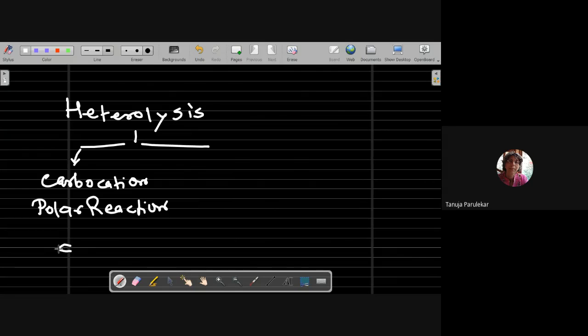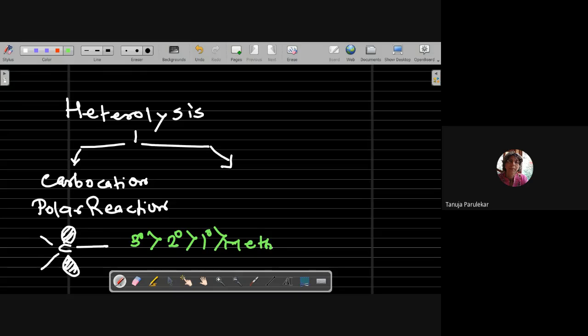Here also the shape is sp2 hybridization, but now this orbital is empty. There is no electron in that. And as I said, polar reaction, charged species are formed. Now in this case, stability wise, again you can say that tertiary is more stable than secondary, secondary more stable than primary, primary more stable than methyl. This is the sequence of stability.